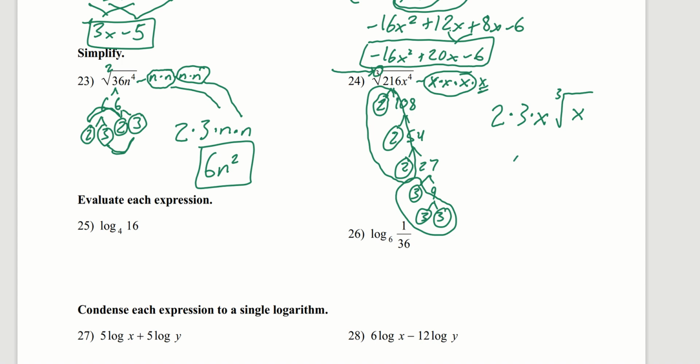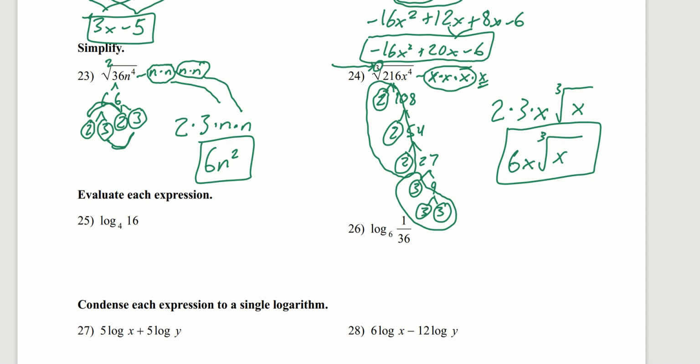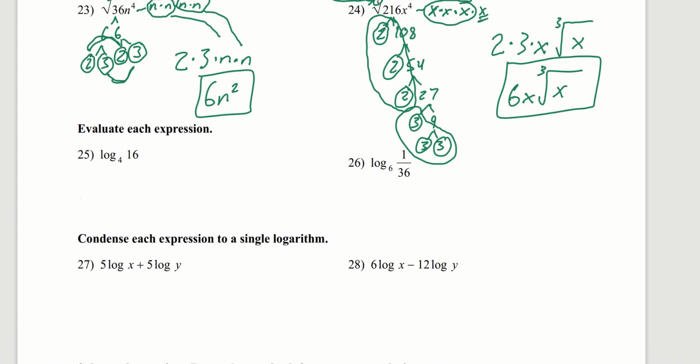So then what's my final answer? 2 times 3 is 6. So I would have 6x and then the cube root of x. Okay, so those can be a little complicated, especially trying to figure out what goes on the outside, what goes on the inside. So just make sure you're looking for matching groups of things.